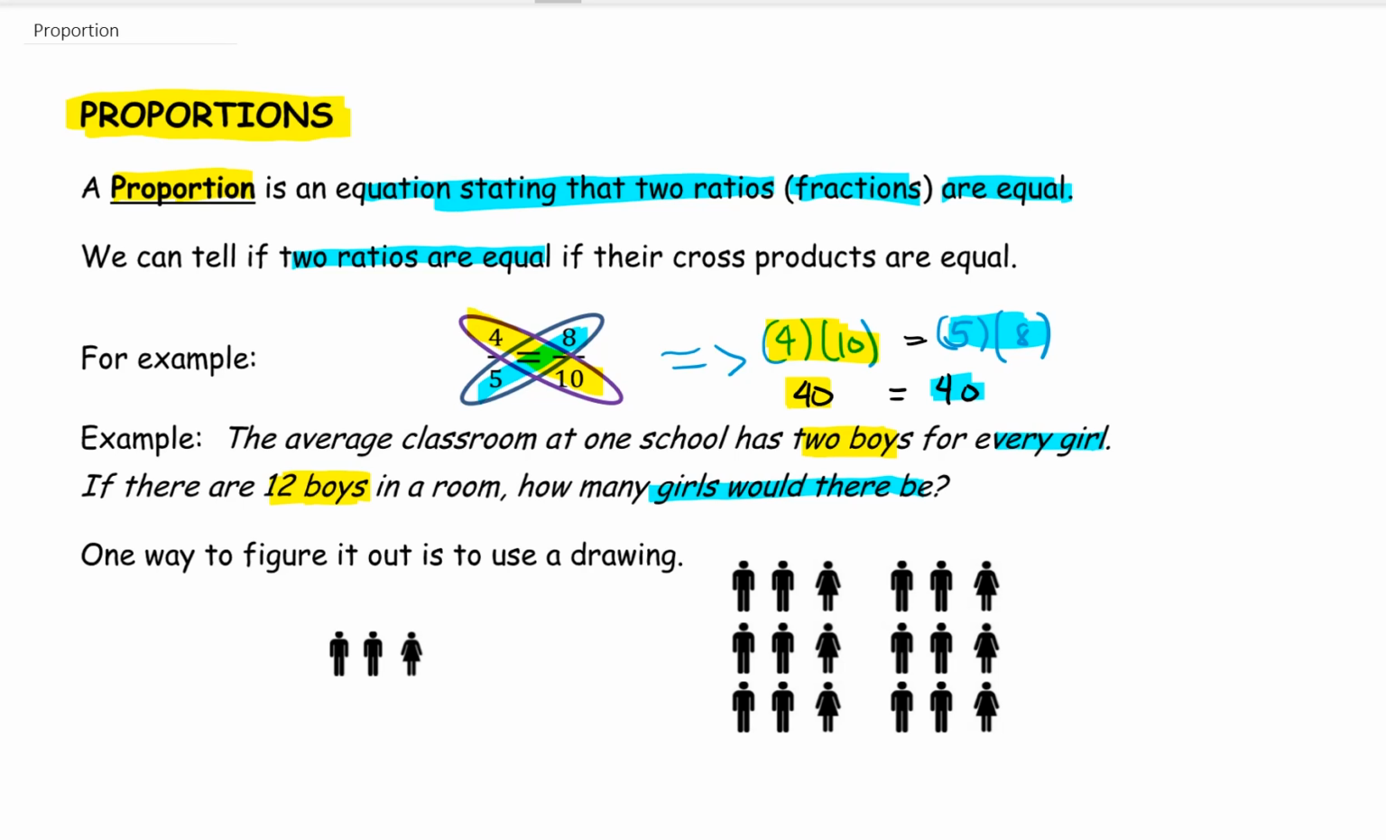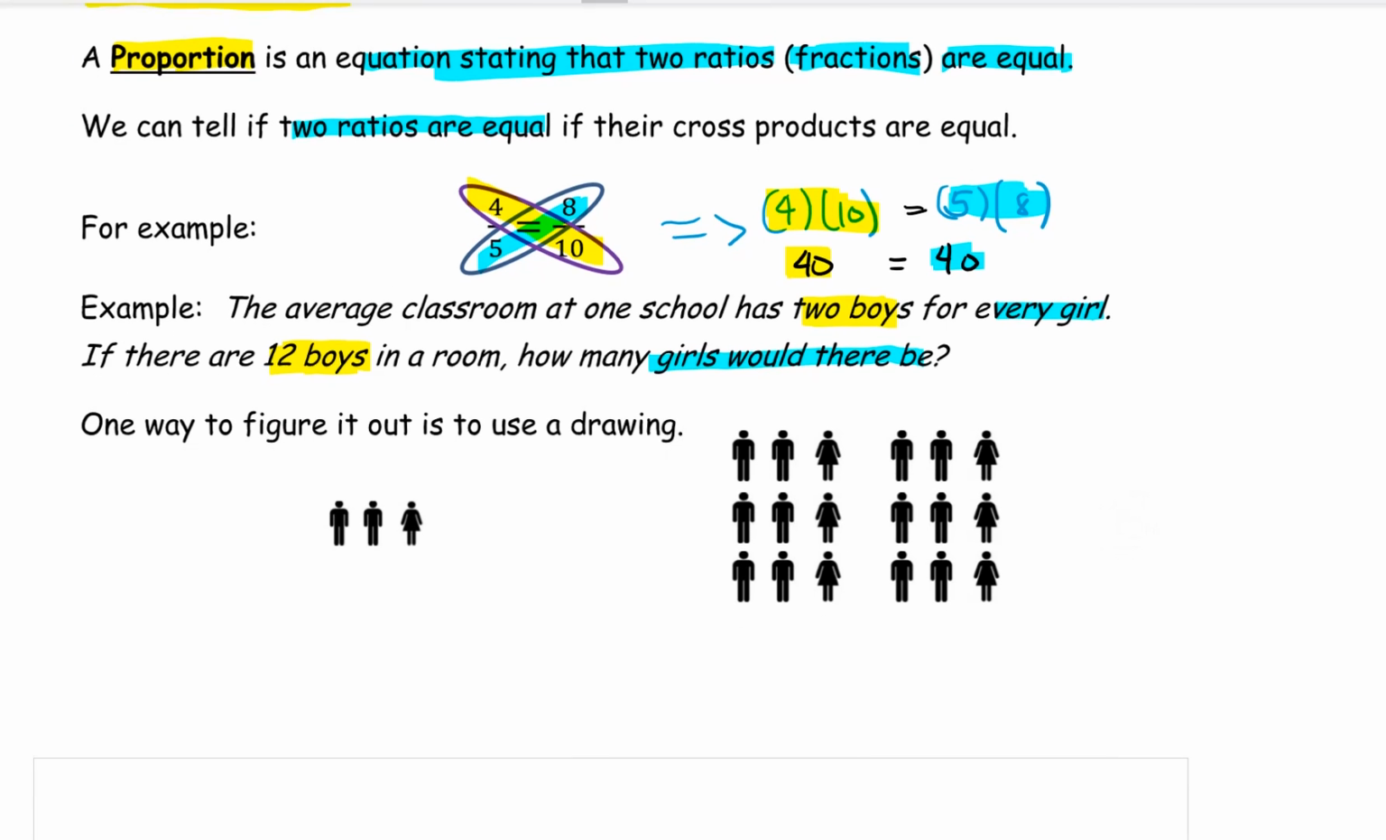So one way of figuring it out is using a drawing. So if you can see here, using a diagram, there will be two boys for every girl. Or numerically, I can represent that as 2 is to 1. Or in fraction form, that's 2 over 1. So again, 2 boys for every girl. So numerically we can represent that, but again, we can use drawing.